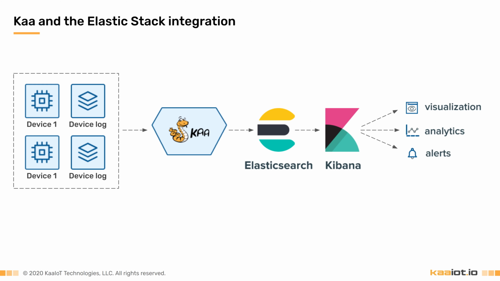This diagram illustrates the integration between Kaa and the Elasticstack. First, you use Kaa to connect and manage your devices in the cloud. Then you use Kibana to visualize your device telemetry and set up integrations with a variety of apps, popular messengers, emails, etc. The user interface of Kibana is quite easy to learn and also allows for flexible configuration.